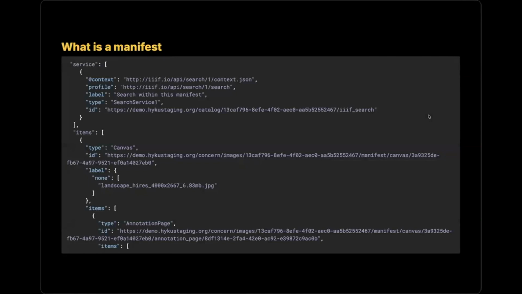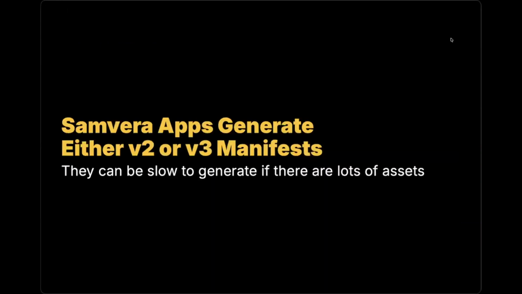So this is what a manifest looks like. You can see that it is essentially a JSON document. We learned about JSON a little bit from the core presentation yesterday. This is similarly a structured JSON that describes canvases and the things on those canvases, as well as metadata about the items on those canvases.